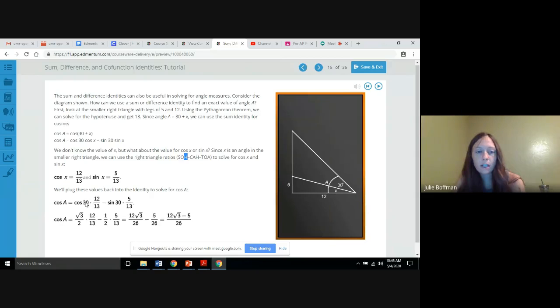So cosine 30 from the unit circle is square root of 3 over 2, times cosine x, which is 12 over 13, minus sine of 30 from the unit circle, 1/2, times sine x, which is 5 over 13. Then they just multiplied each fraction set together and subtracted the numerators.